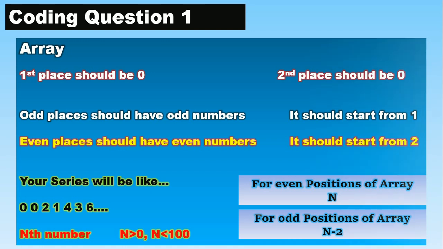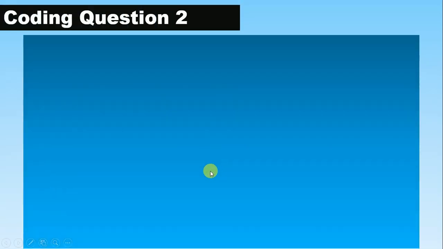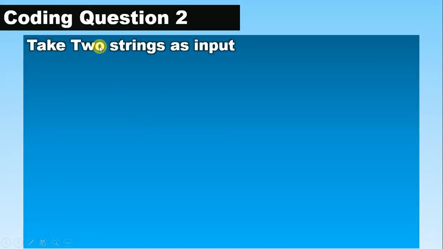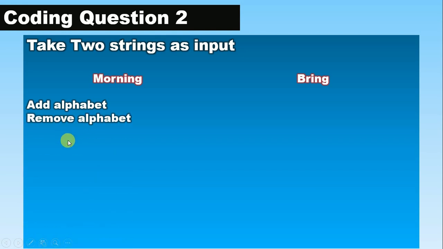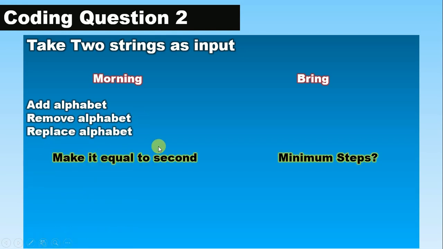Now coding question second. In this question you were asked to take two strings as input, morning and bring, and you can perform a few operations like add alphabet, remove alphabet, replace alphabet, and make the first string equal to the second. You had to convert the string morning into bring. In this question you were asked the minimum number of steps that are required to convert the morning string into the bring string. So step first, remove m.